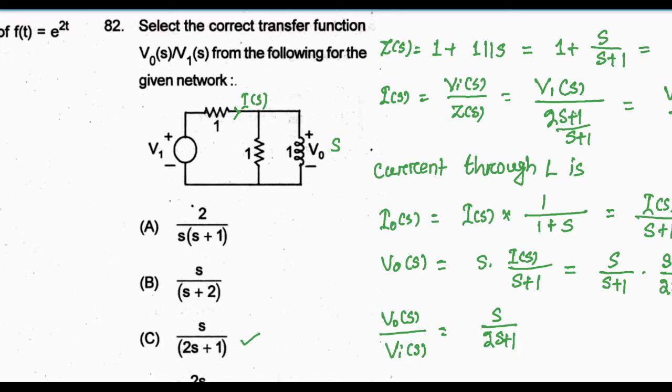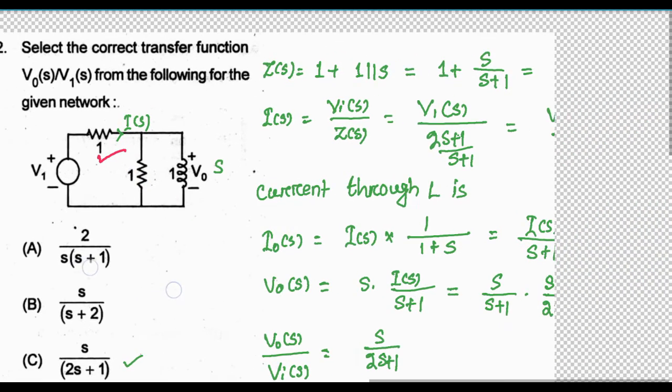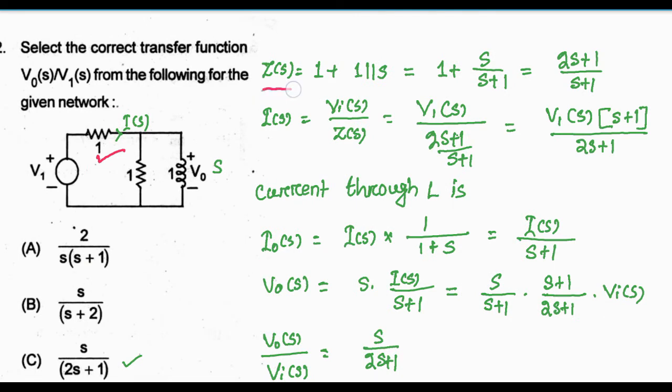So to find out the current, first we have to find out the total impedance. What is the total impedance? Total impedance will be 1 plus these two in parallel connection. So in Laplace transform, this will be 1, this will be 1, but this will be 1s, that is s only. So here I have to find Z(s) is equal to 1 plus 1 parallel s, and this will be finally (2s + 1)/(s + 1).